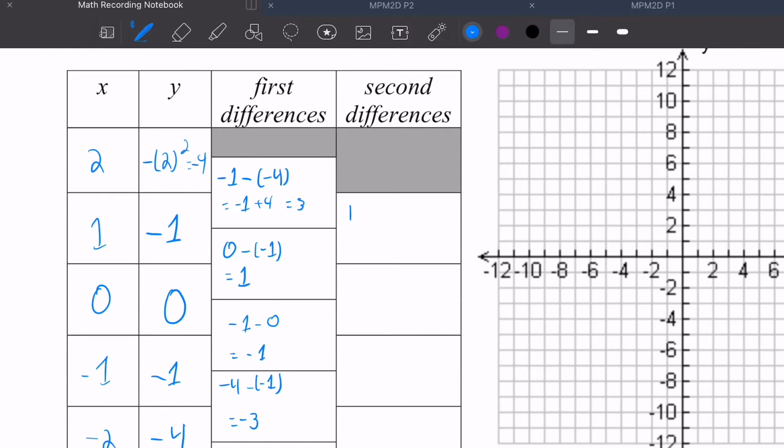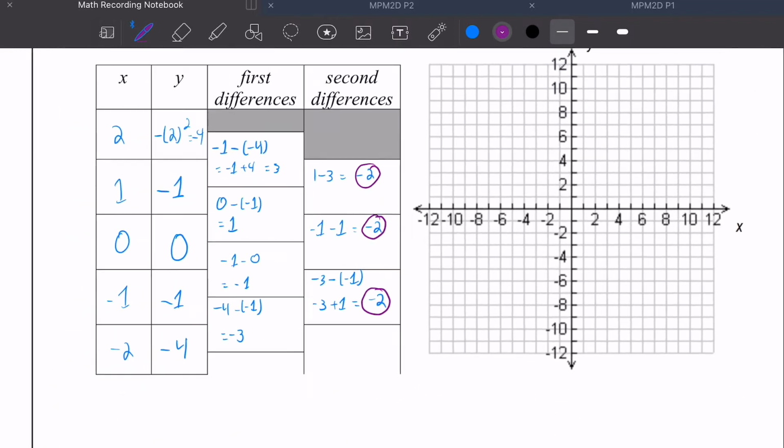So we have 1 minus 3. Then we have -1 minus -1. This is -2 again. -3, that comes from here. Subtract -1. So -3 plus 1. Two negatives cancel each other out, and we get -2 still. Now, we notice that these are all the same. They're also negative. So since we know that the second differences are negative, we're going to notice that this parabola opens downwards. And what I mean by that is if I plot these points, you're going to see it.